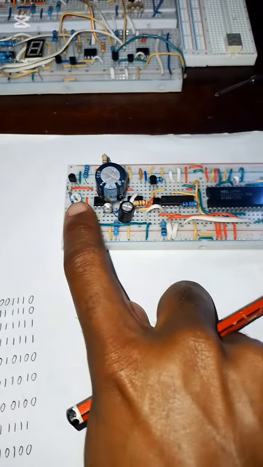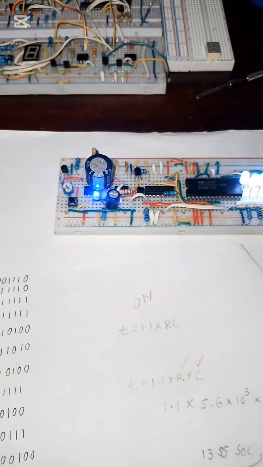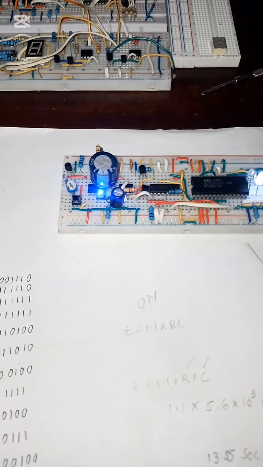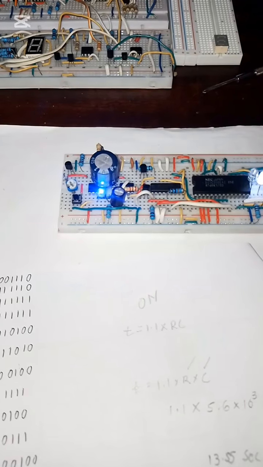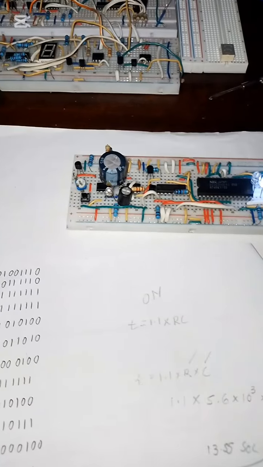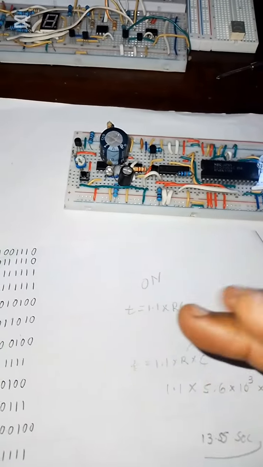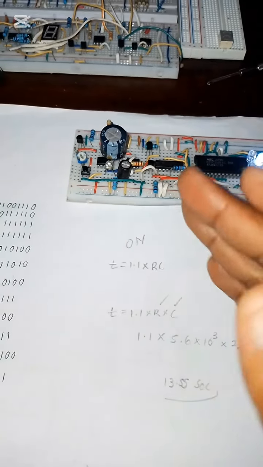So I'm going to count immediately I start. 1, 2, 3, 4, 5, 6, 7, 8, 9, 10, 11, 12. Okay, my counting is not as precise. It's not as precise as counting seconds. That's why maybe a little error. Yeah, but that's how the monostable circuit operates.